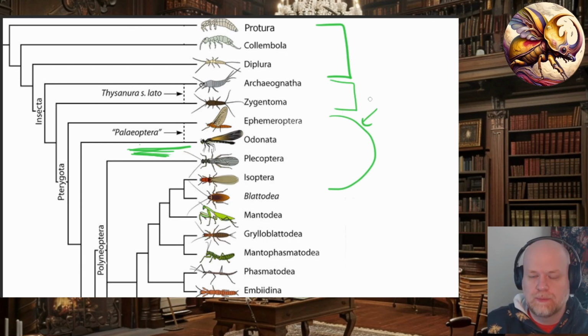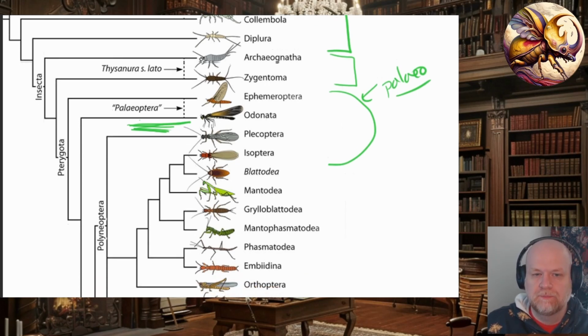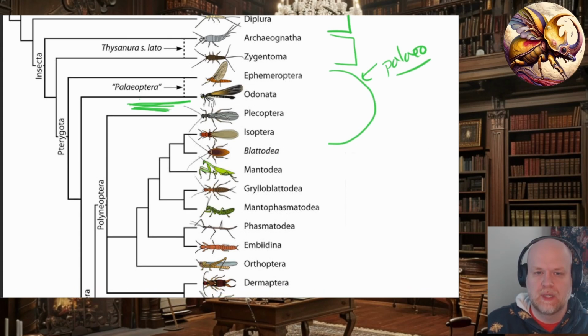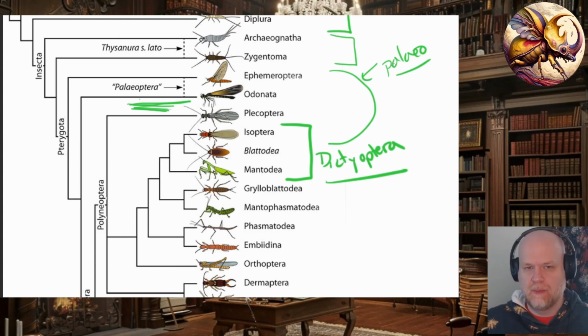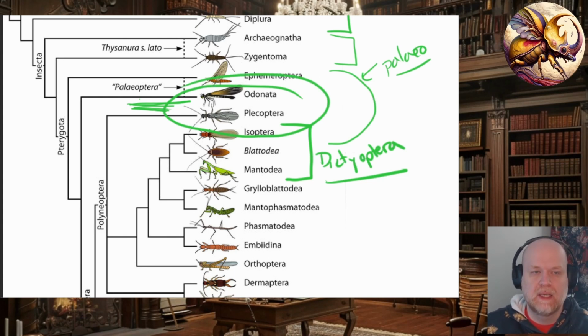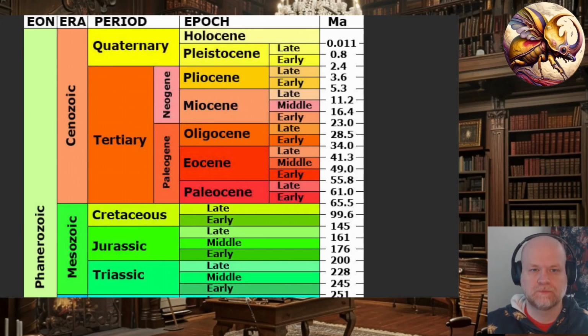Other things that you should know about this group. The name Palaeodictyoptera means paleo, meaning ancient, and Dictyoptera, meaning net wings. There is another group of insects which are sometimes referred to as the Dictyoptera, and it is this group here, the Isoptera, the Blattodea, and the Mantodea. These are sometimes referred to as the Dictyoptera, which means netwings. So the Palaeodictyoptera are the ancient netwings, and they occur in this area here, right above them in the tree of life for the insects.